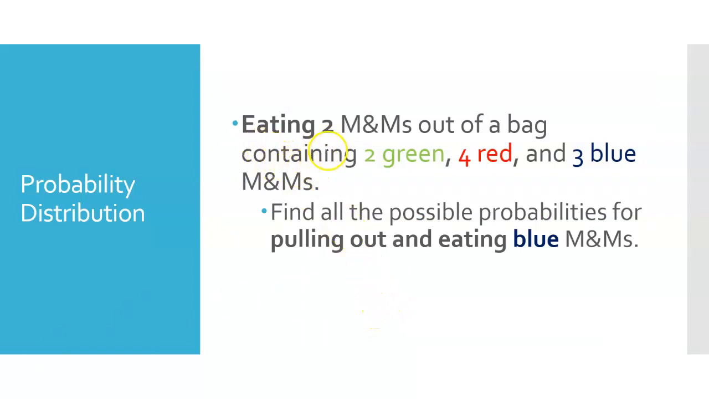So now we're going to eat 2 M&Ms out of a bag containing 2 green, 4 red, and 3 blue M&Ms. And now we want to find all the possible probabilities for pulling out and eating the blue M&Ms. So again, making a tree diagram is helpful. So we have 2 green, 4 red, and 3 blue.